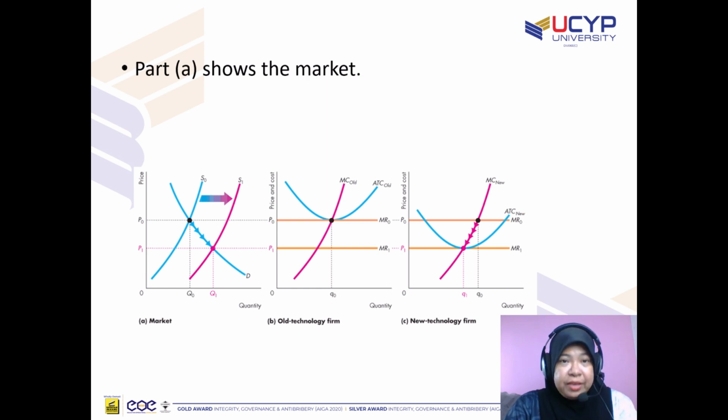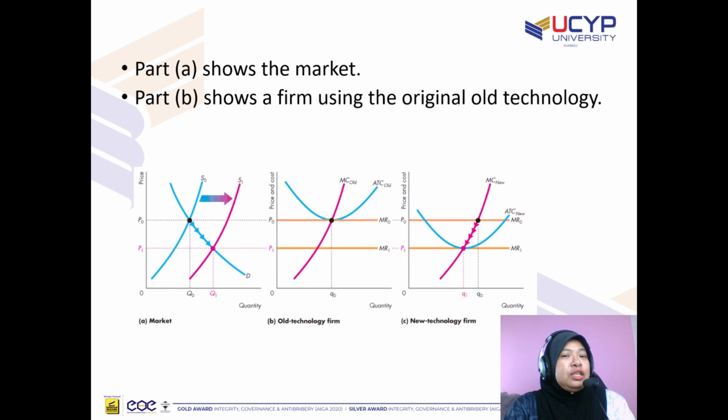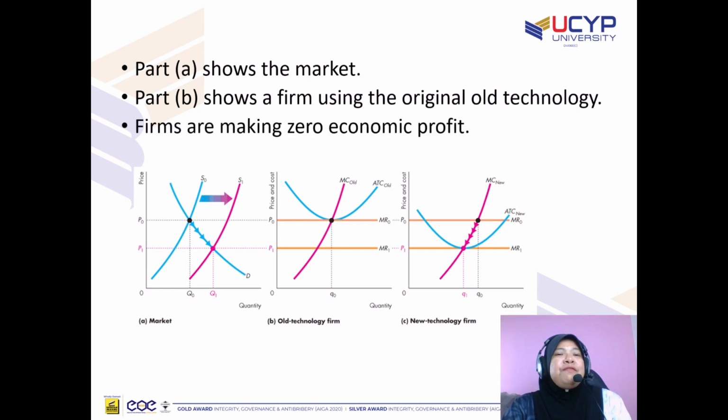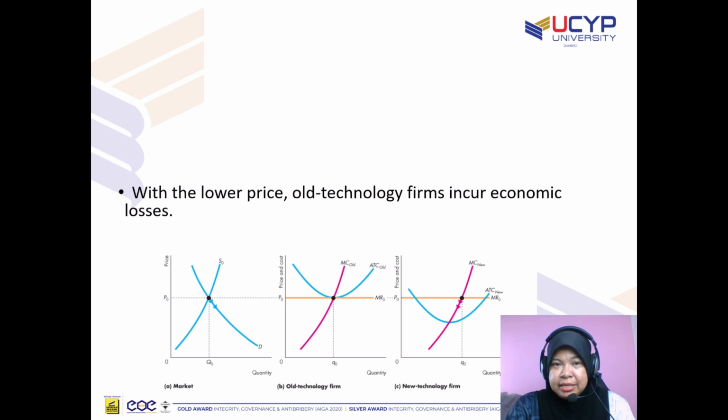So look at this figure. We have three parts. Part A shows the market. Part B shows a firm using the original old technology. Firms are making zero economic profit.